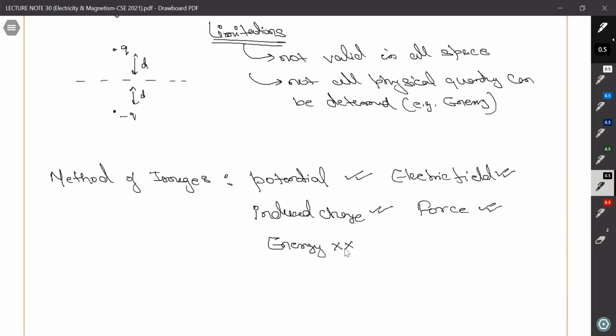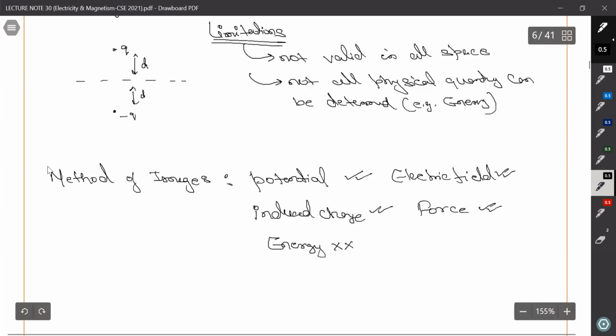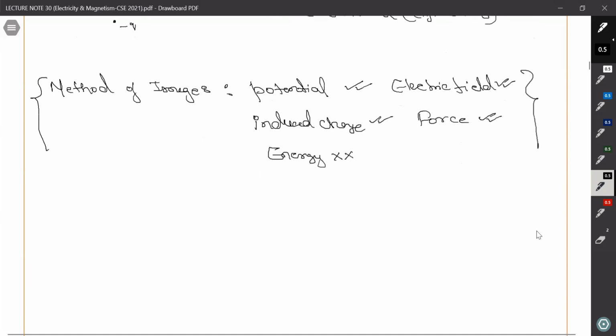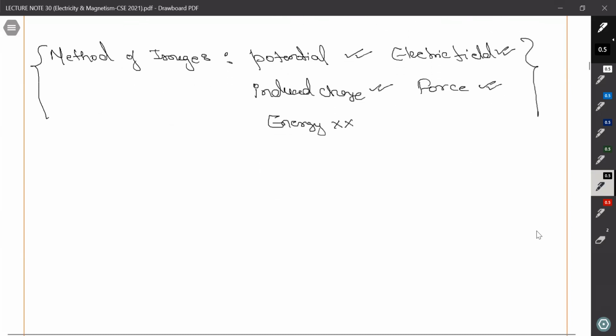Okay. Now, how to do this? See, these are not something that come from a law, right? These are some observation, mathematical calculation, tricks, techniques that you have to accept, right? How you have to accept it? What is the rationale behind it that we have talked about? Now, let's talk about induced charge.